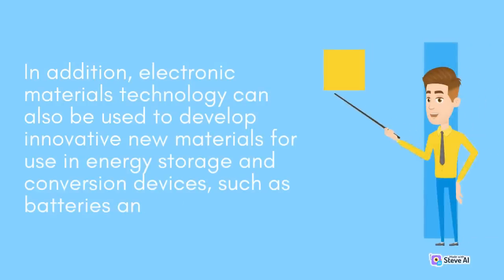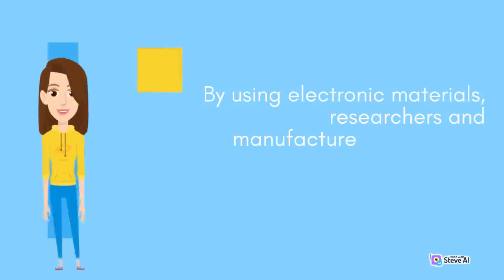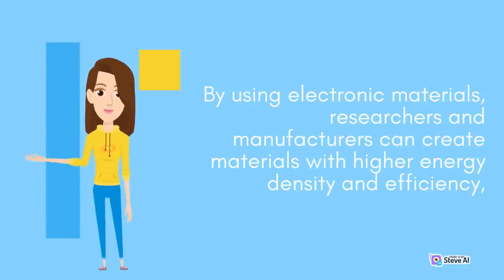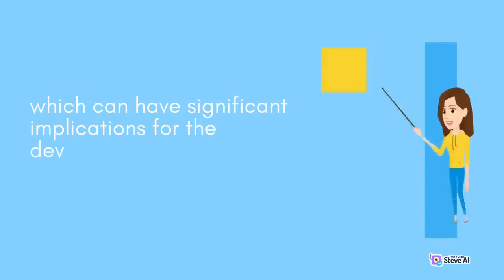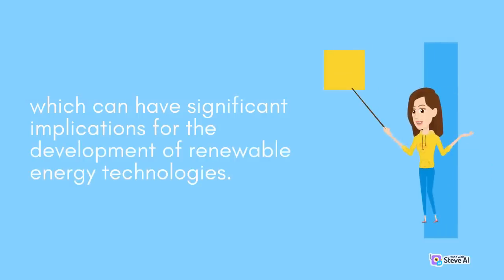In addition, electronic materials technology can also be used to develop innovative new materials for use in energy storage and conversion devices, such as batteries and solar cells. By using electronic materials, researchers and manufacturers can create materials with higher energy density and efficiency, which can have significant implications for the development of renewable energy technologies.